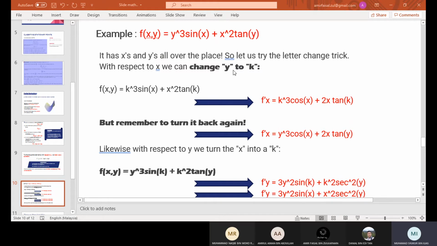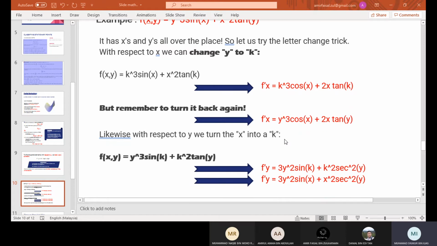With respect to x, we can change y to k. So f(x,y) equal to k to the power of 3 sin x plus x to the power of 2 tan k. After we change from y to k, the result will be f prime x equal to k to the power of 3 cos x plus 2x tan k. But remember to turn it back again. And it will be f prime x equal to y to the power of 3 cos x plus 2x tan y.